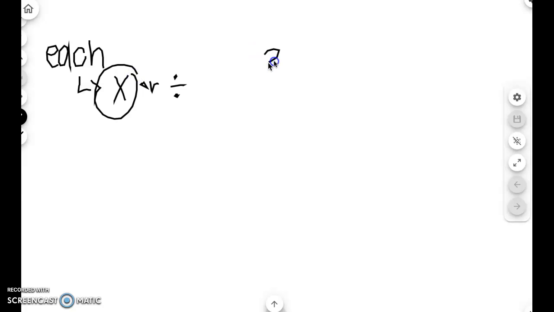This word each means that I am either multiplying or dividing. And because it's asking me for the total, that's how I know I'm going to be multiplying. So I'm multiplying 3,457 times 9.